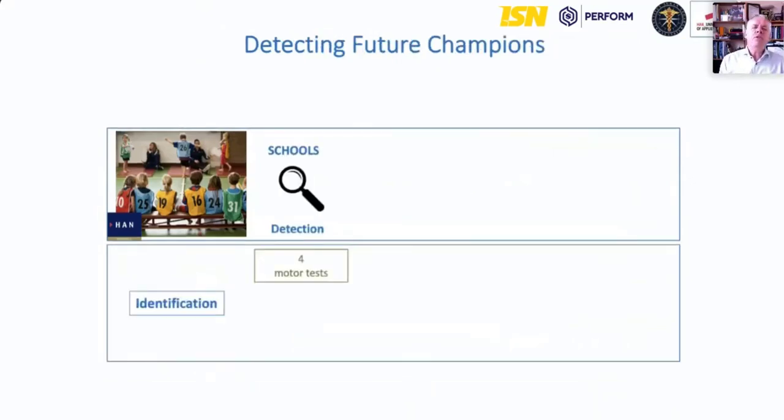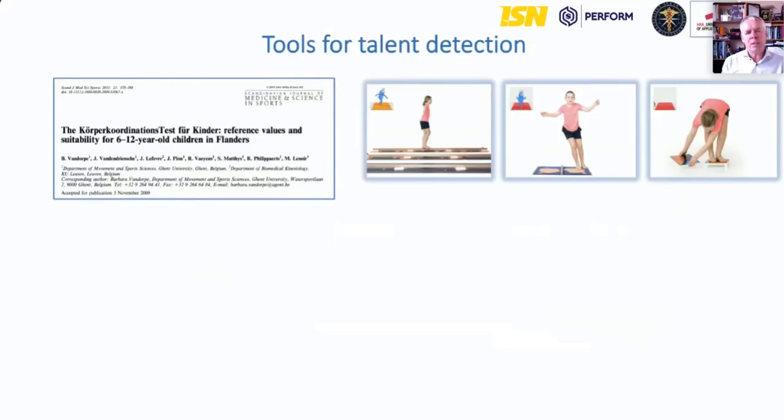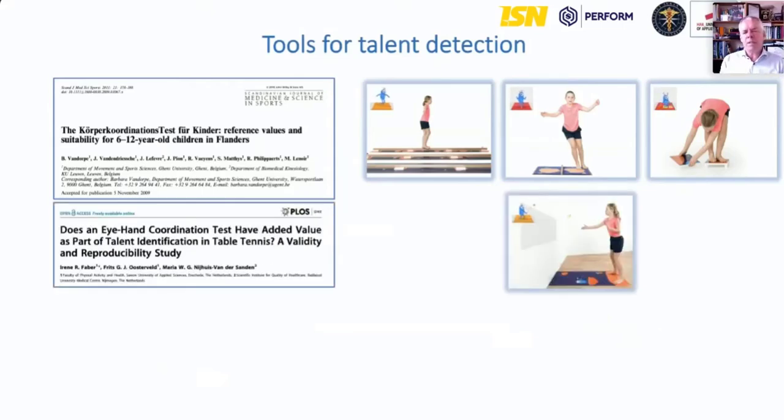And detecting future champions starts in the schools, where we start with 4 motor tests. And those 4 motor tests are part of KTK, the Körperkoordinationstest für Kinder, where we have 3 tests, a balance test and 2 locomotion tests with jumping sideways and moving sideways, and we added a 4th test with the Faber eye-hand coordination test to add also the object control.